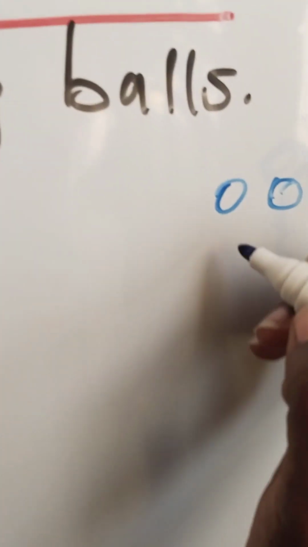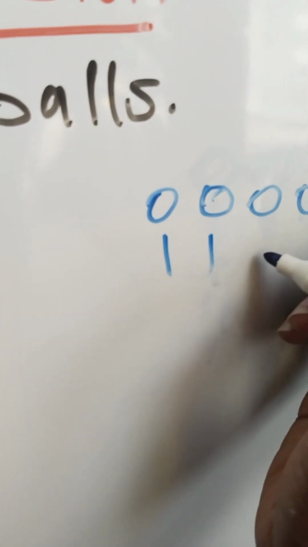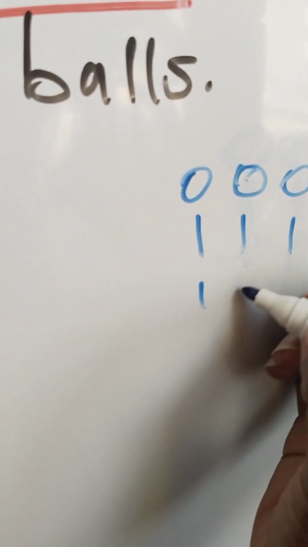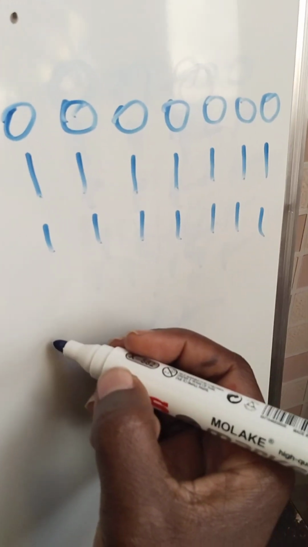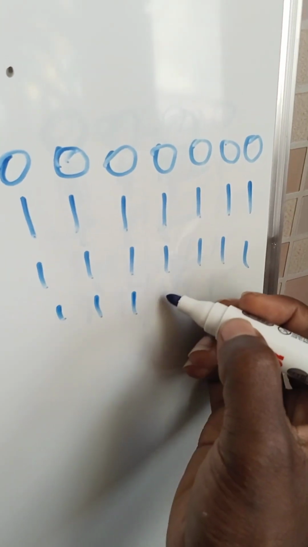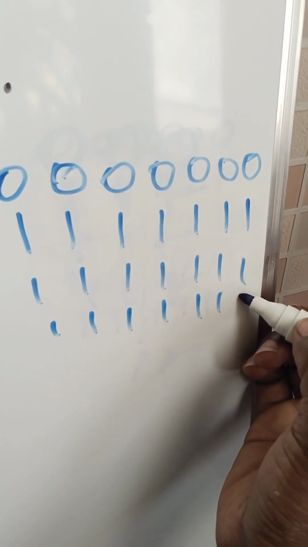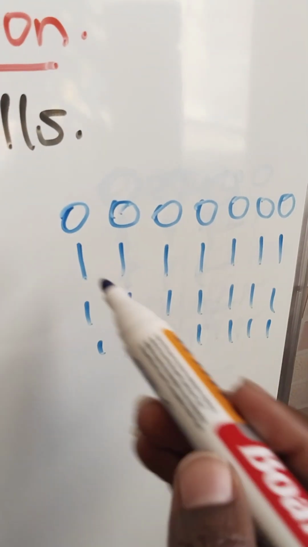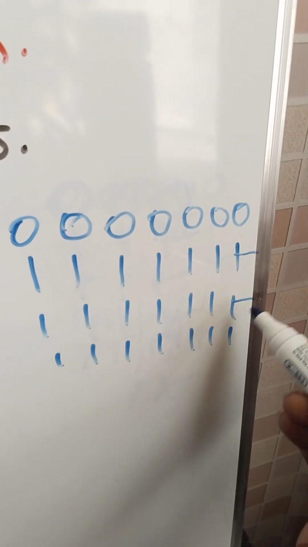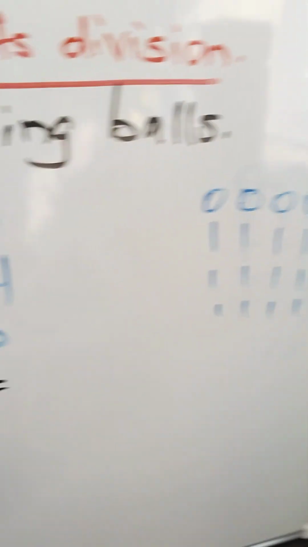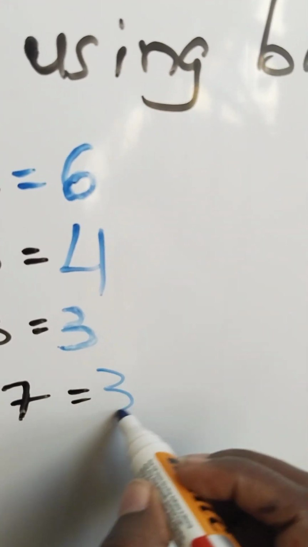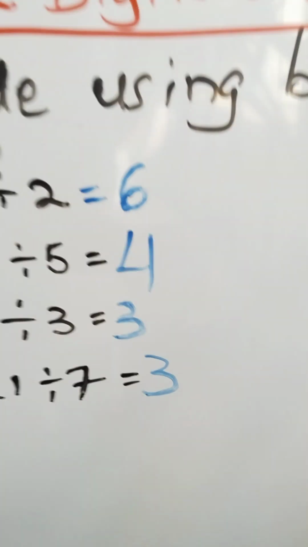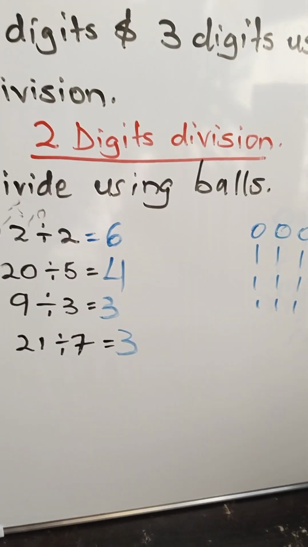We divide them by 21. 1, 2, 3, 4, 5, 6, 7, 8, 9, 10, 11, 12, 13, 14, 15, 16, 17, 18, 19, 20, 21. So how many does each one get? 1, 2, 3. So each person gets 3 balls. So kids, do you see how easy this is?